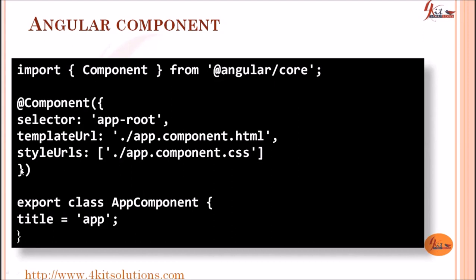Okay. And this title is a field. This is a TypeScript variable. It is a property of this class, app component. So we have a title, it's a variable, and it has one value, app. So we can print the value of this variable on my HTML using data binding.